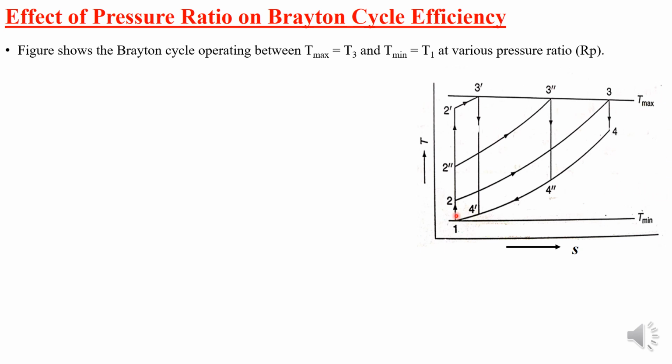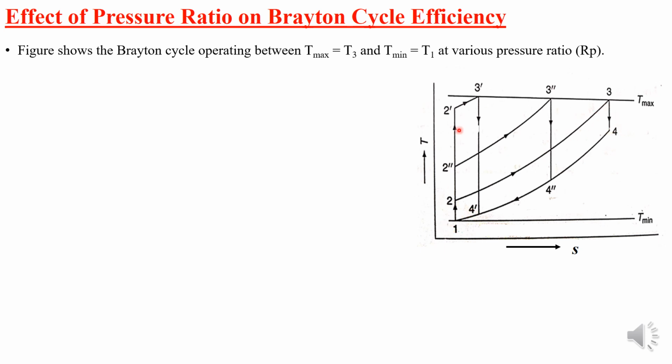If you increase the pressure ratio for the second case, the cycle will be 1 2 double dash, 2 double dash to 3 double dash, 3 double dash to 4 double dash, and 4 double dash to 1. So this is your increased pressure ratio compared to the previous cycle.